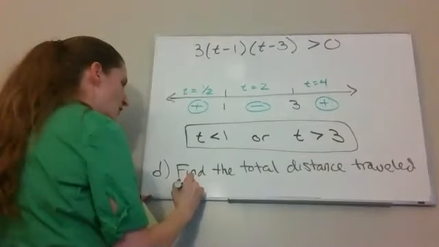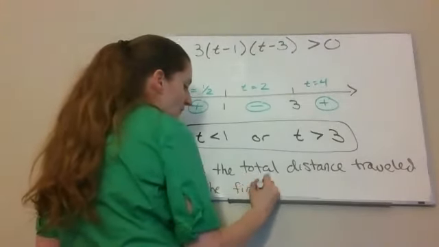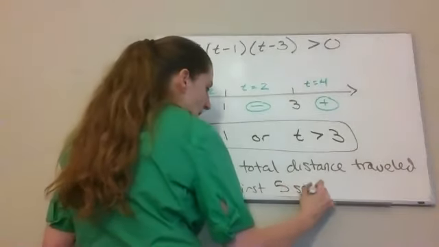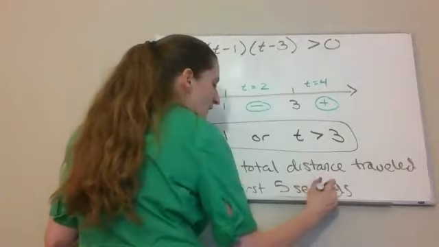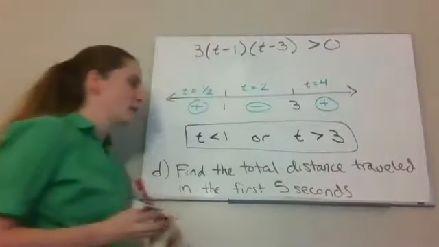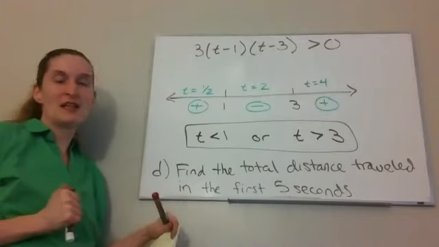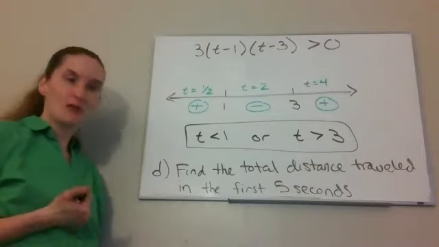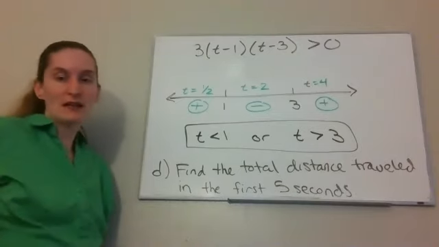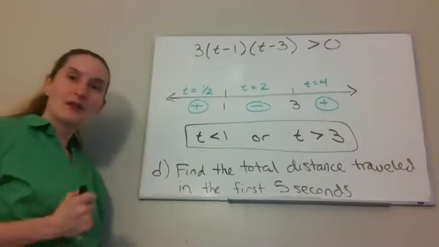So find the total distance traveled in the first 5 seconds. Now, the only reason this is a little complicated is because your first instinct might be, well, let's just plug in t equals 5 into my position function and t equals 0 into the position function and subtract the 2, and that will tell me how far it's moved.